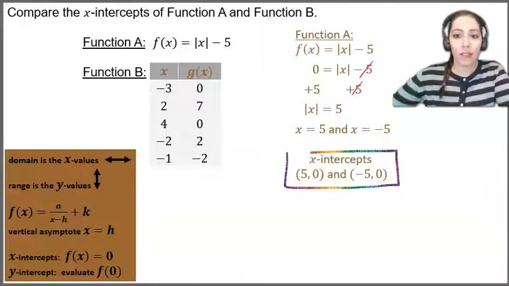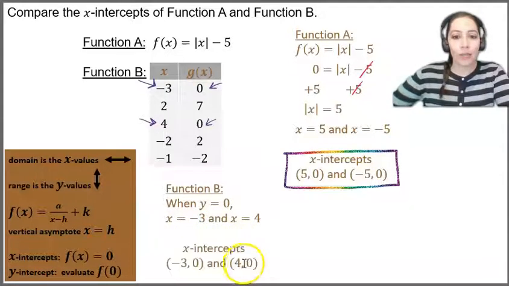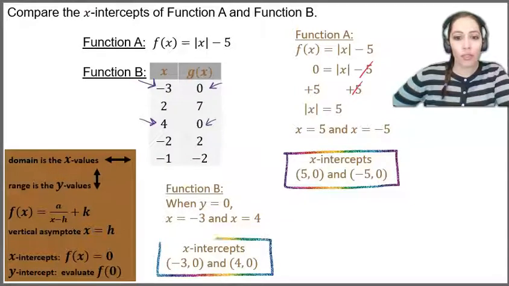Now let's look at function B. For function B, they gave us a chart. So when we want to know the x-intercepts, our y has to be equal to 0. Well, g of x is our y. So you can see that I have y equals 0 here and y equals 0 here. The x values that go along with those are over here on the left column. So I can see here on function B, when y is 0, x equals negative 3 and x equals 4. So how do I write those as x-intercepts? I can write those as negative 3, 0 and 4, 0.